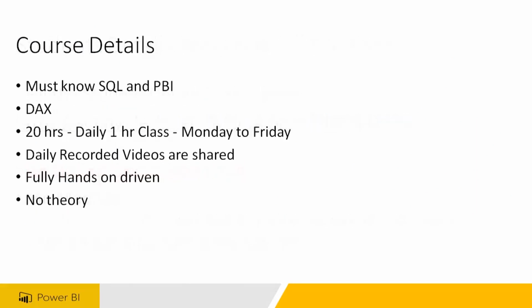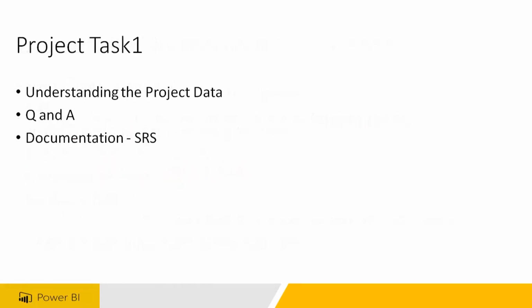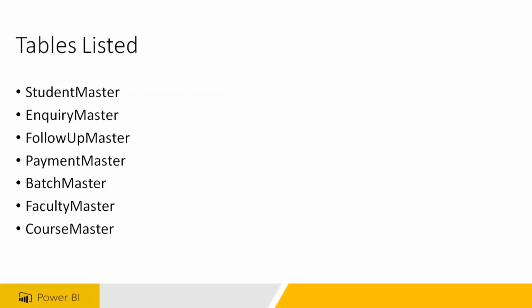I already spoke about understanding the project data in the first session, and in the second session I completely spoke about the data. The data is completely educational data. It is our institutional data. Now our company wanted to do some kind of requirement analysis. What are the tables we listed last time? We have a student master table, inquiry master table, follow-up master table, payment master table, batch master table, faculty master, and course master. These are the tables that I discussed.